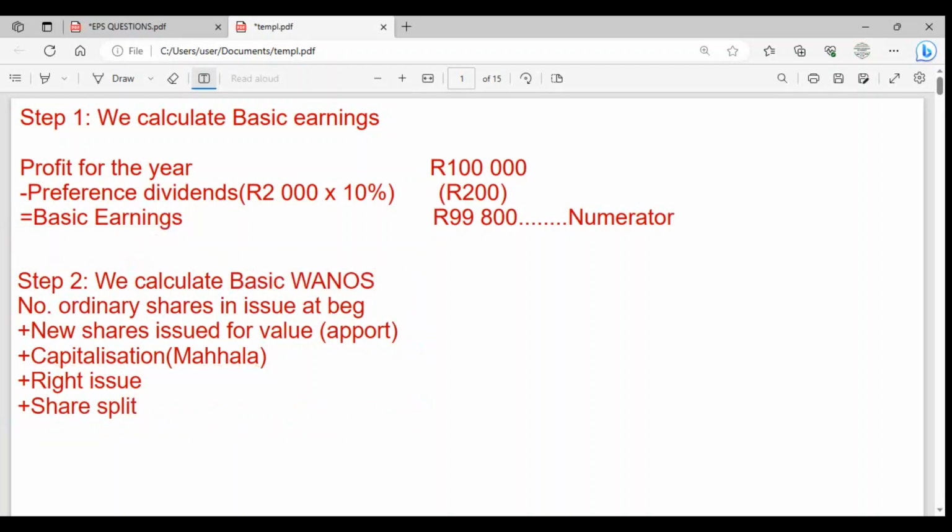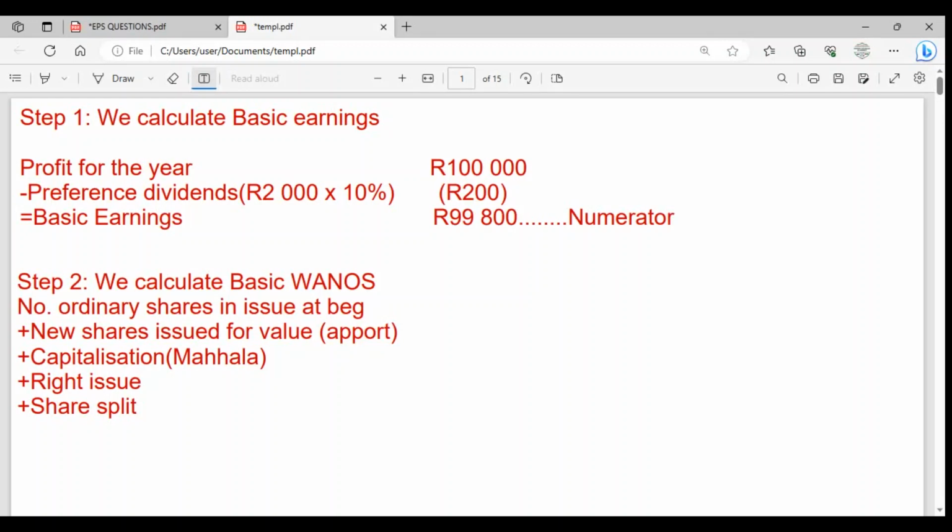So guys, here I'm giving you the list of components for the basic denominator. You will have the number of shares in issue at the beginning. If the company issued new shares during the current year, you capitalize those shares, and remember to apportion based on the time factor. And then if there was a capitalization performed by the company, you include those shares issued for free.